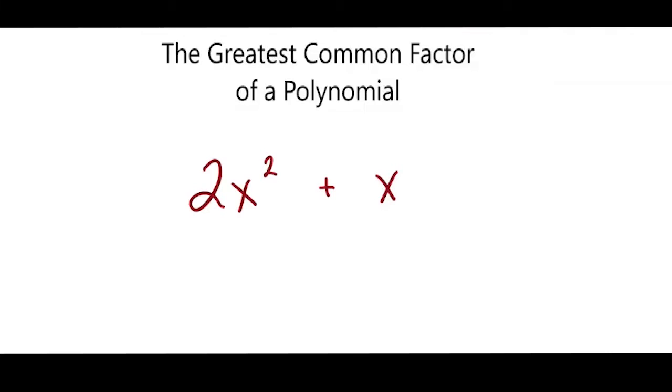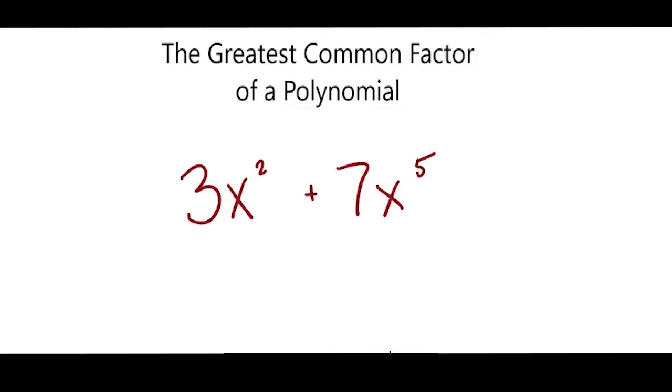Here I have 2x squared plus x, and I want to know what is the greatest common factor of this polynomial. So what can I divide them both by? Well, I notice that they both have x's, so I can divide them both by x. So that means that my greatest common factor is x.